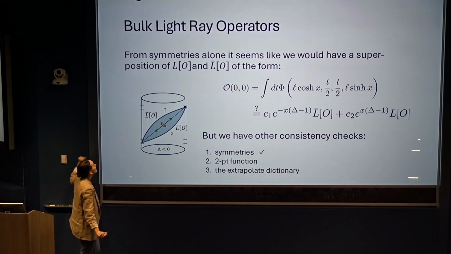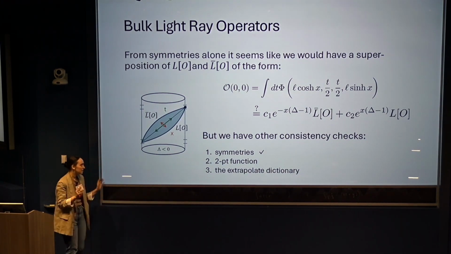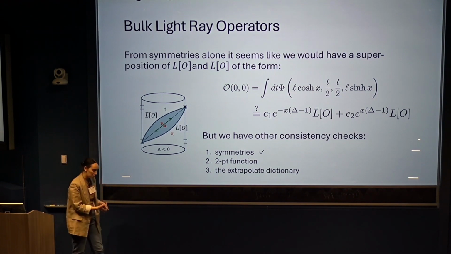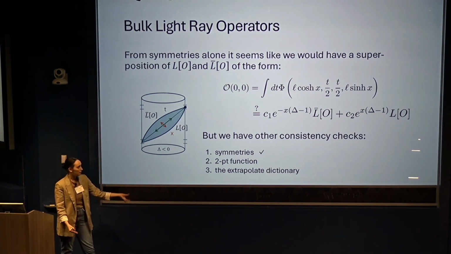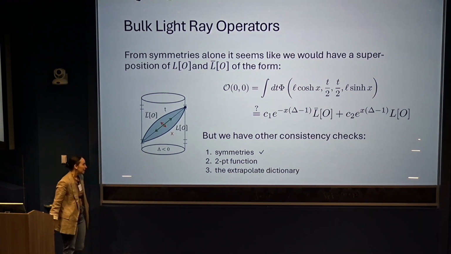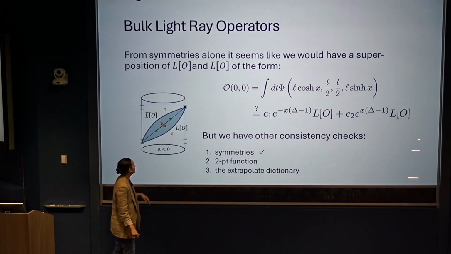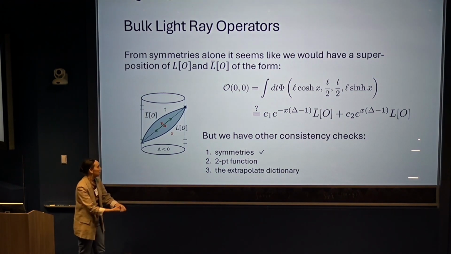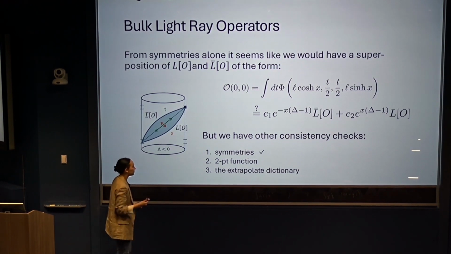Okay, so what are we going to do? First thing that we have is we said the symmetries told us, so symmetries, this assumption that I'm in states produced with a single operator, a single particle operator. Now I want to be able to say that I want to match the 2-point functions, as well as some consistency with the fact that if I go out to very large values of x, I should reproduce the light ray operator or its light ray bar.